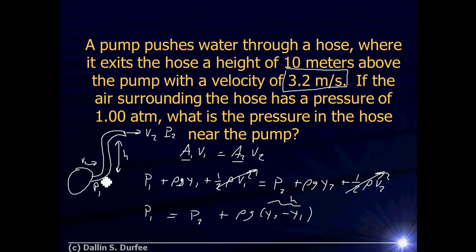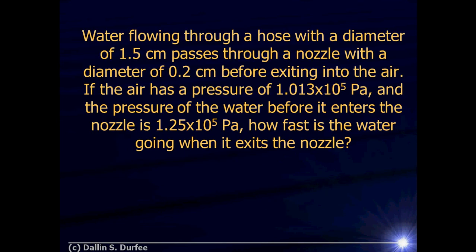It's increasing the initial velocity of the water, so it comes out faster, all right? But there's our answer. One more quick problem here. Water flowing through a hose with a diameter of 1.5 centimeters passes through a nozzle with a diameter of 0.2 centimeters before exiting into the air. If the air has a pressure of this and the pressure of the water before it enters the nozzle is that, how fast is the water going when it exits the nozzle?